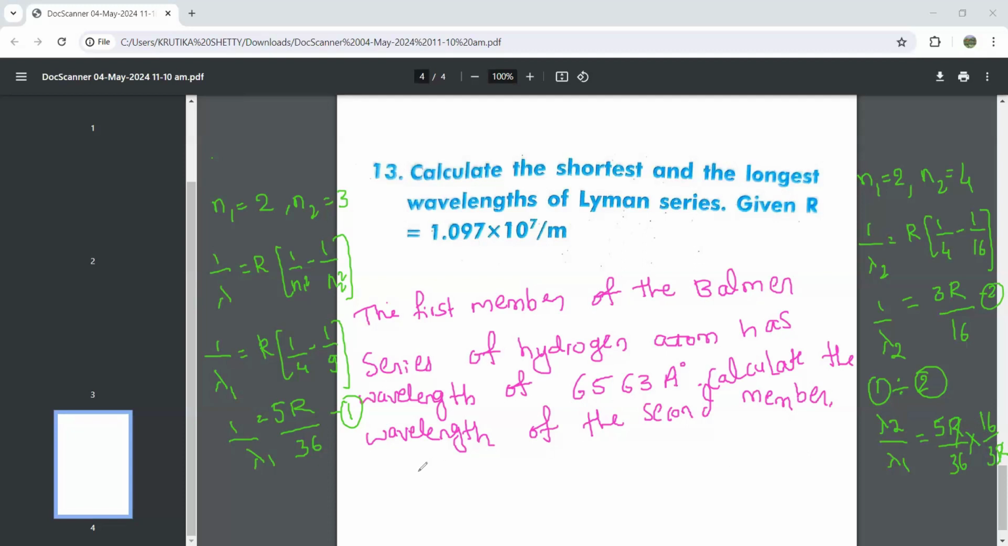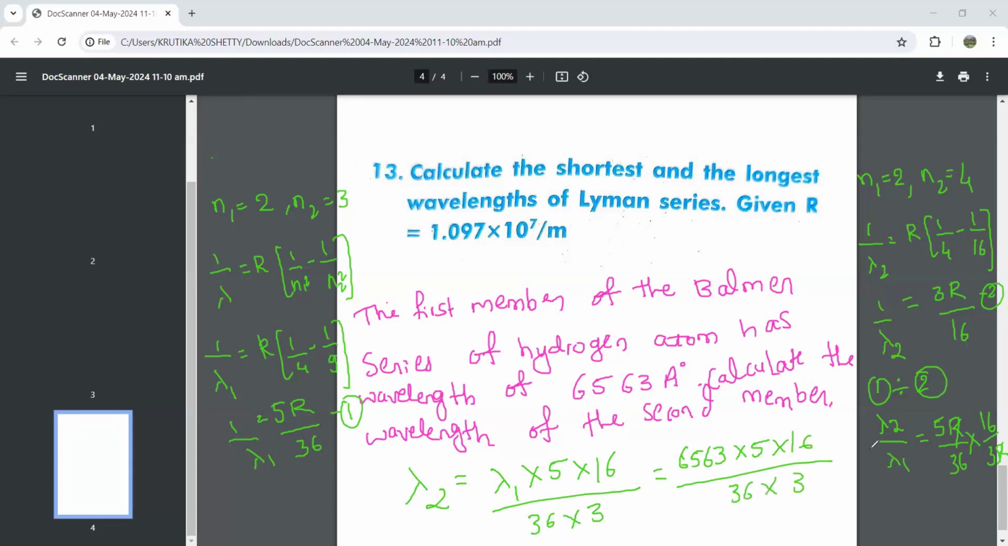So I require lambda 2. Therefore lambda 1 into 5 into 16 divided by 36 into 3. And the lambda 1 value you know, it is given in the question. It is 6563 into 5 into 16 divided by 36 into 3. You can simplify it further. Just see the question. If any doubt is there, please ask.